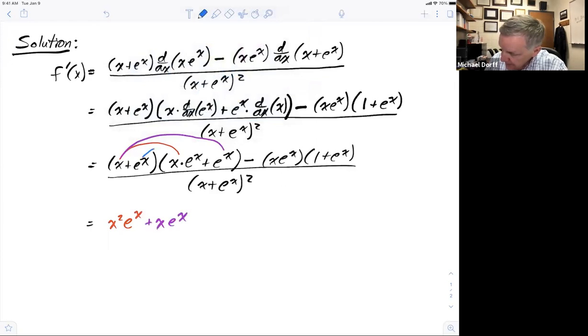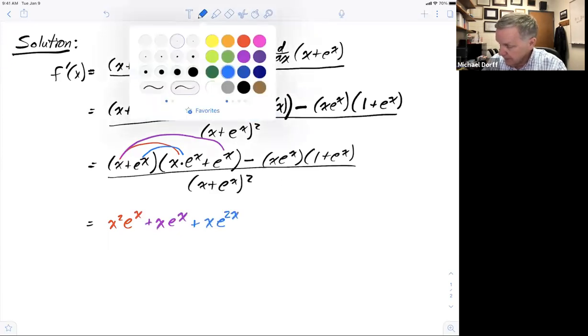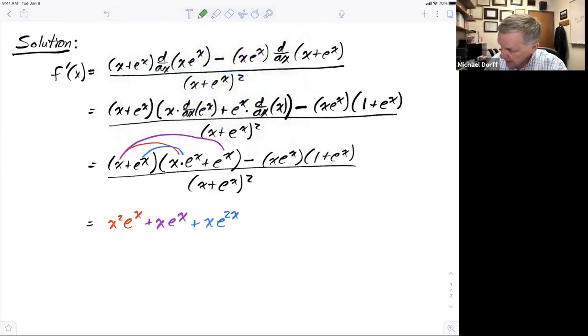Then I'm going to have e to the x times x e to the x. So that's going to give me an x. Now I have 2 e to the x's there, so that's going to be e to the 2x. And for the last one, I have e to the x times e to the x. Again I have 2 e to the x's, so that will be e to the 2x, because I'm multiplying those 2 e to the x's together.